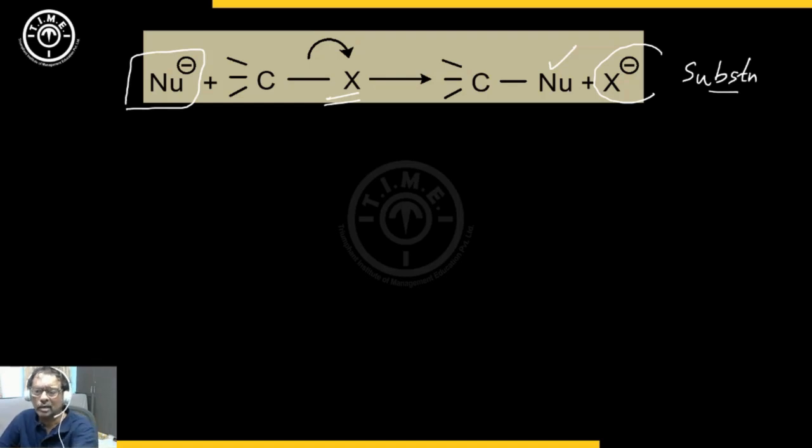Can we represent a nucleophilic substitution reaction like this? The carbon halogen bond is there and the nucleophile has come to attack. Now the C-X bond is cleaved heterolytically and the halogen is coming out as a halide ion, and the nucleophile is now taking the position of the halogen. Taking the position means replacing the halogen. So it is a substitution reaction. A substitution reaction can be shown like this, where a nucleophile has replaced the halogen.